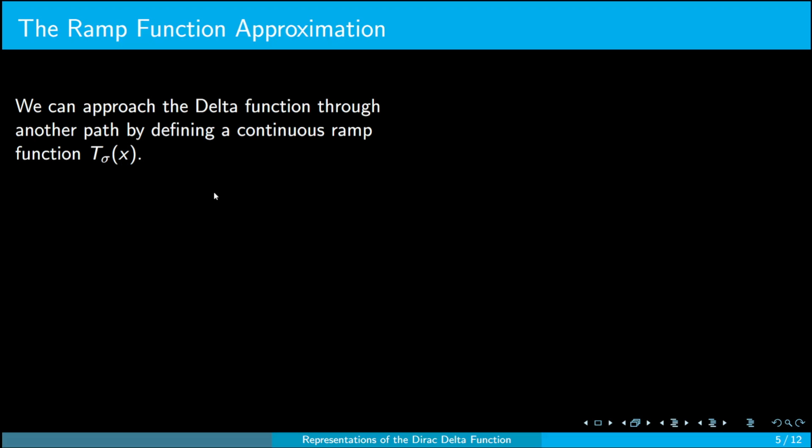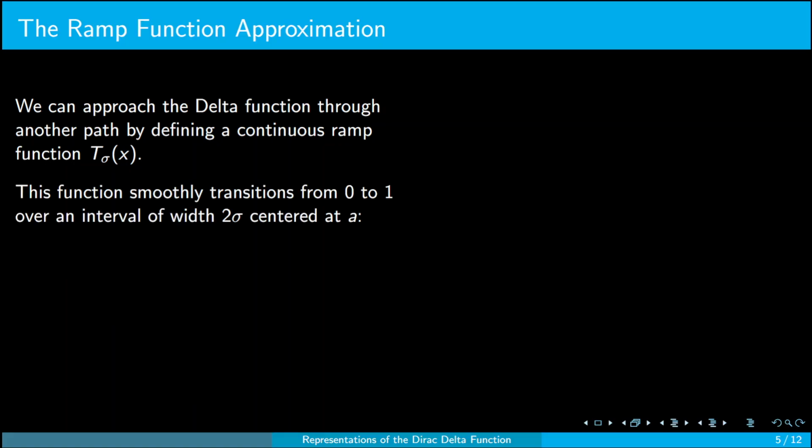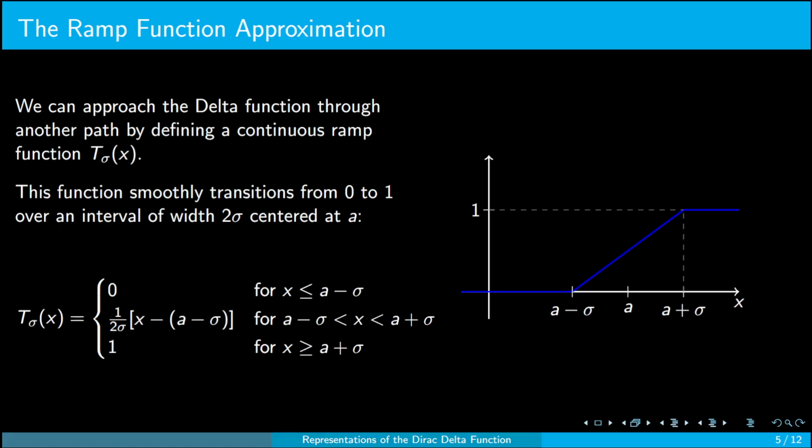Now, the ramp function approximation. We can approach the delta function through another path by defining a continuous ramp function. Let's say that is t sigma x. This function smoothly transitions from 0 to 1 over an interval of width 2 sigma centered at a. So here is the graphical representation of our ramp function.